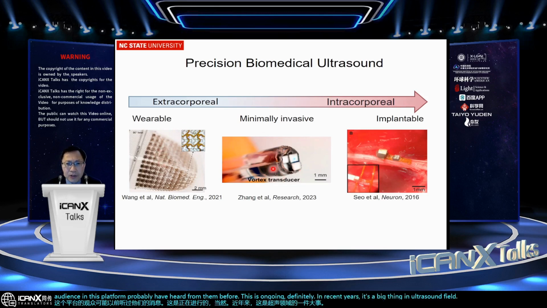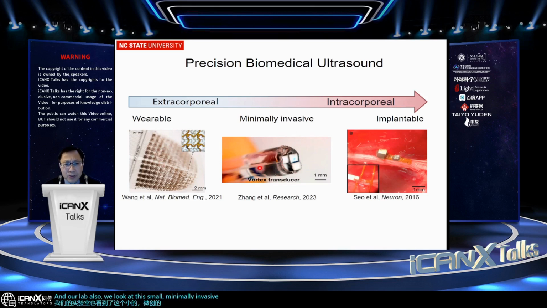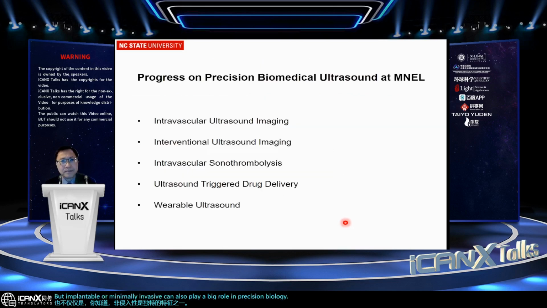Our lab also looks at small, minimally invasive ultrasound. This is the vortex transducer BOA presented last year, with a small catheter, yet we can generate an acoustic vortex. And some other labs also do impressive work. Recent work is about implantable ultrasound. Ultrasound not just being non-invasive is one of its unique characteristics, but implantable or minimally invasive ultrasound can also play a big role in precision biomedical ultrasound.